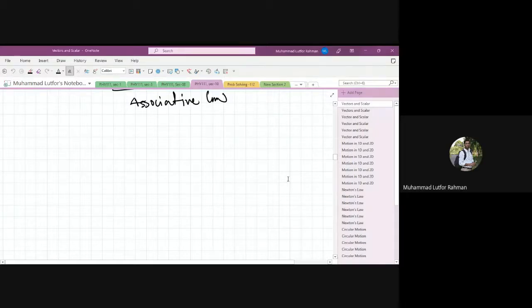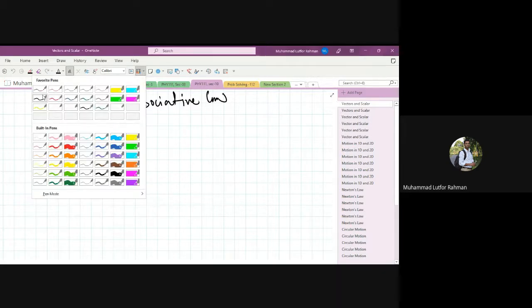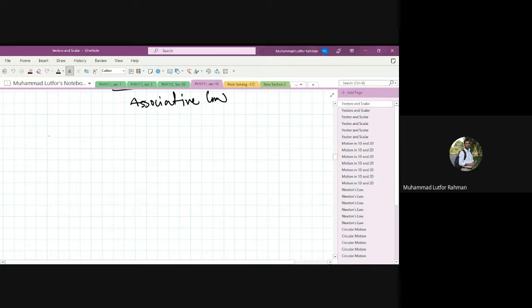So in the previous class, we introduced our idea of vector and scalar and different types of vector, and we also talked about vector law, which is basically the vector triangle law. Then we extended that idea for more than two or three vectors: how we are going to find the resultant using the vector triangle law. Today I'm going to talk about the mathematical representation of the vector.